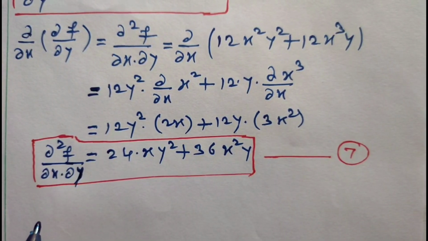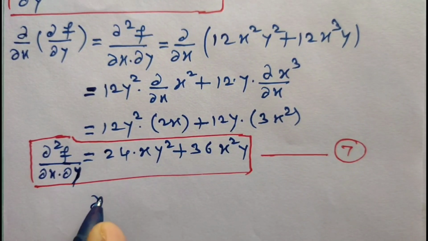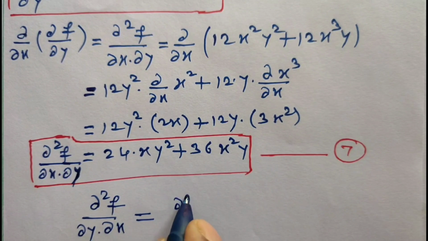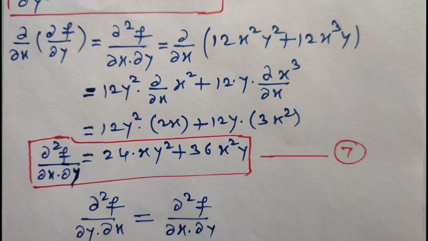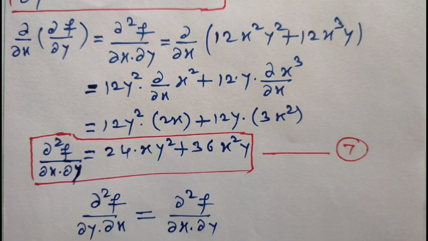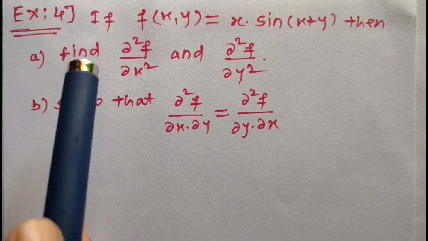From result number 4 and result number 7, we can write ∂²f/∂y∂x is equal to ∂²f/∂x∂y. This is the solution of the given sum. Let us solve sum number 4.